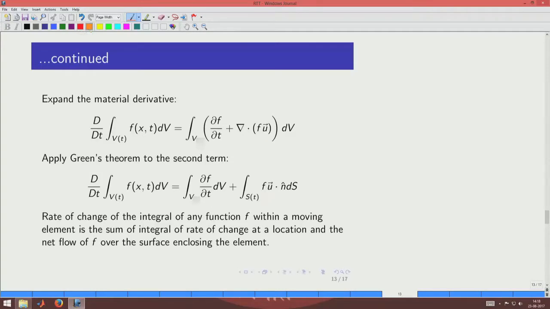So, what we have arrived at basically is a theorem that tells us that if there is a quantity, a density of a quantity small f that is being advected, and we want to know what is the material derivative of it, then we have it possible. And the way it is defined is as follows: the rate of change of integral of any function f within a moving element is the sum of two terms, the integral of the rate of change at one location and the net flow of that particular quantity over the surface enclosing that element. So, you could see that it is defined with the two terms here, and this basically is the transport theorem.